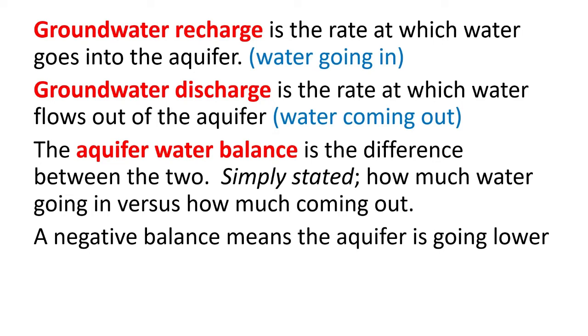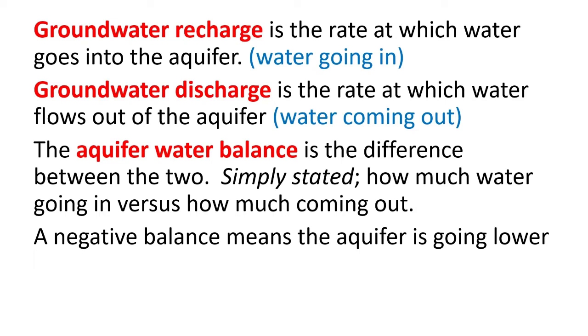Recharge is just the aquifer getting water going in. It's being recharged from water from precipitation. Discharge is the water that comes out, whether it's natural or, most times, we're talking about man-made, wells sucking it out. And the balance is just what it says it is. It's the balance between the two, just like balancing your checkbook. You got money coming in and money coming out. The balance is the net between how much is going in versus how much is going out.